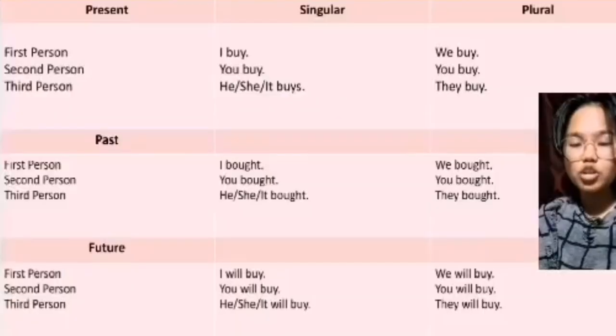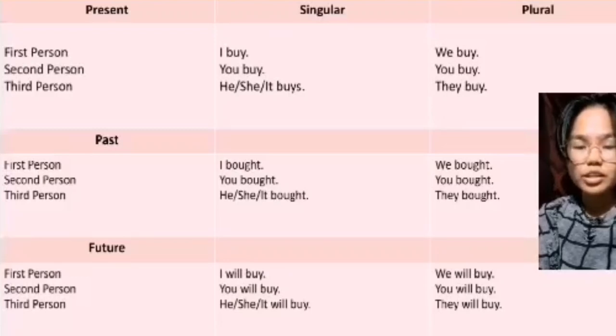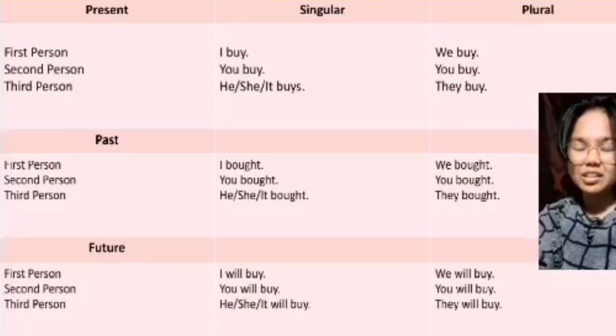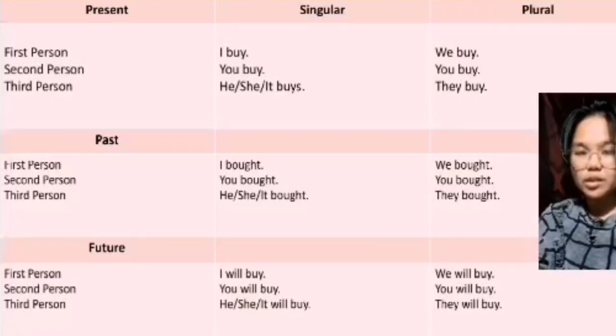So for example, the conjugation of the basic forms of buy in the present, if we use it as a first person in singular and in plural, it should be like I buy, we buy. And second person, you buy, you buy. And in third person, he or she or it buys, and in the plural, they buy. So as you can see, in the present, the basic form of buy is still in its original form. It doesn't change when it comes to the present.